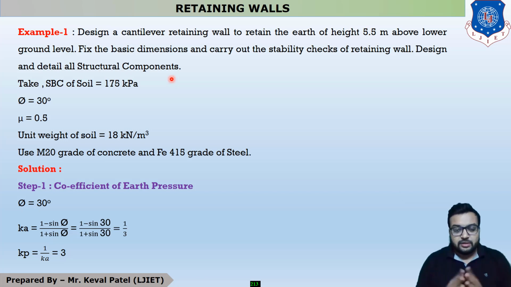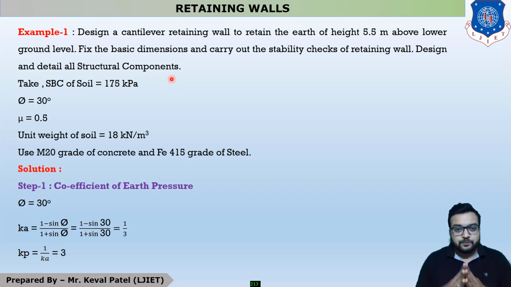Other way it is called the design of heel slab only. Then we have to calculate our step number 1, 2, 3 and directly 5. Step number 4 is not required in that case. In the third type of example, it is called design the toe slab only. Then we have to calculate step number 1, 2, 3 and direct 6. Step number 4 and step number 5 are not required in that case.